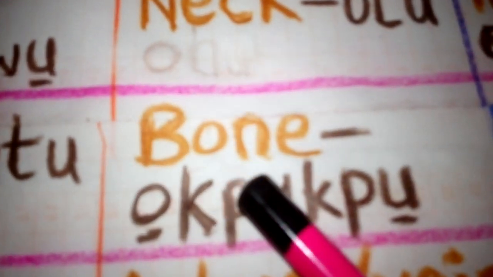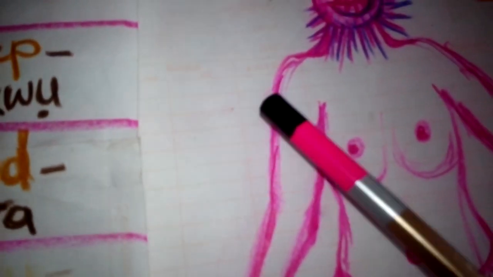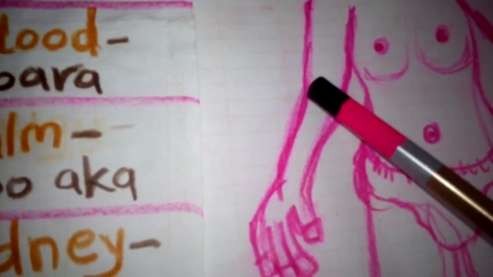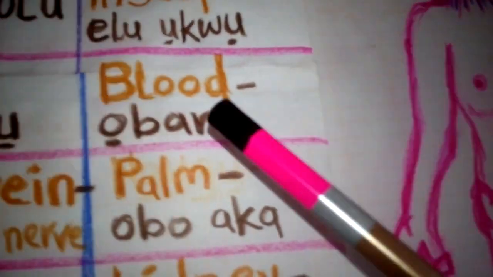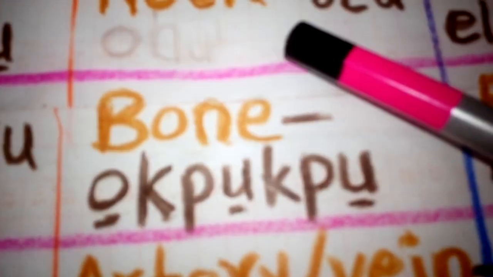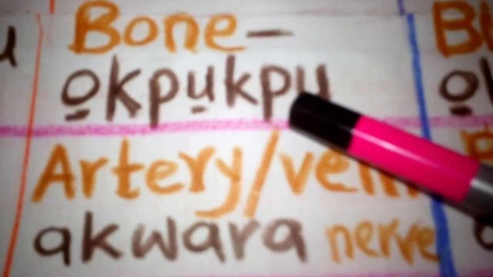Bone, okpukpu. Okpukpu is covered by the flesh. The okpukpu is what makes the body strong. It's covered by the flesh. That is the bone, okpukpu.